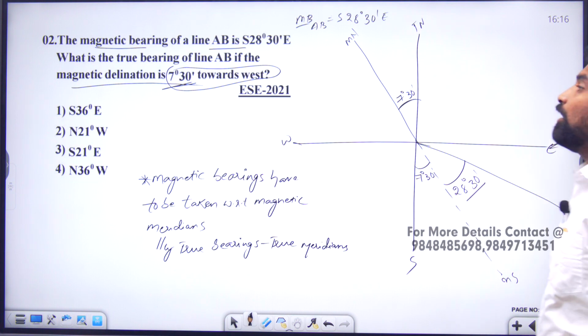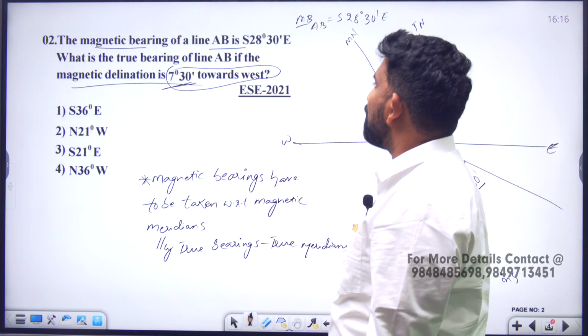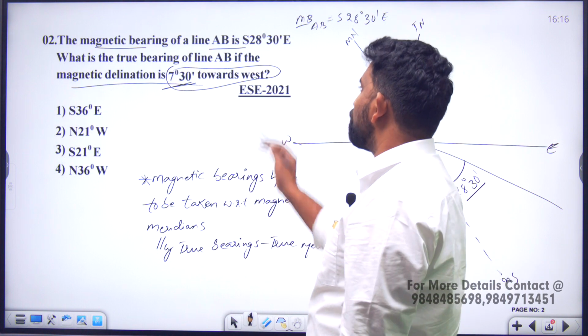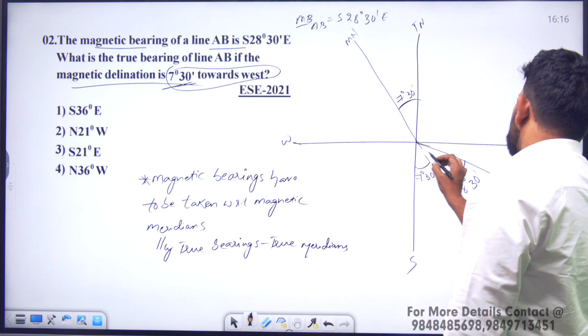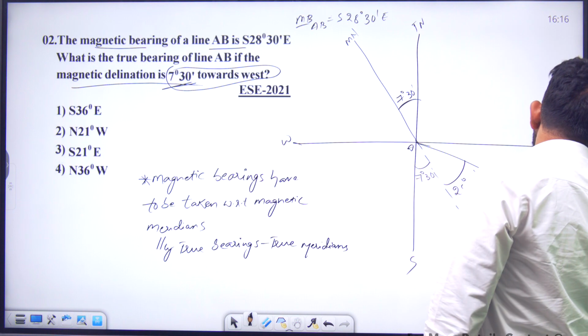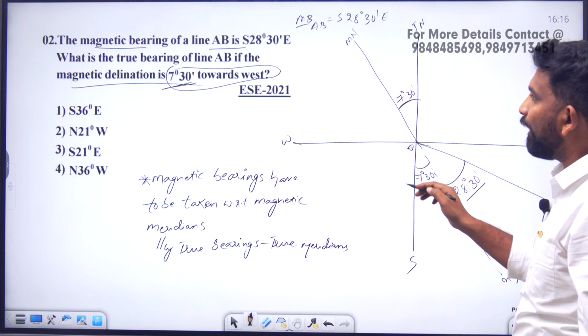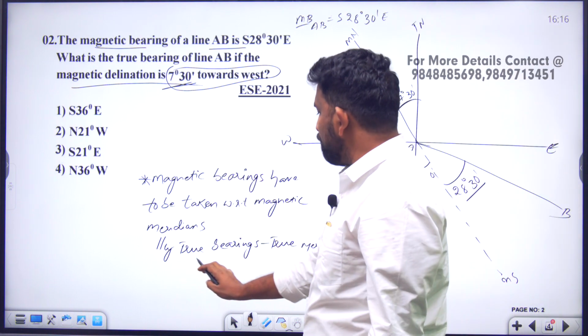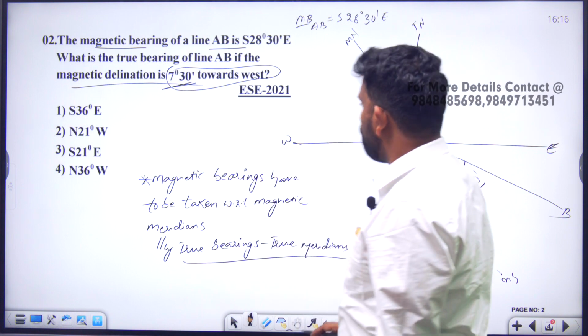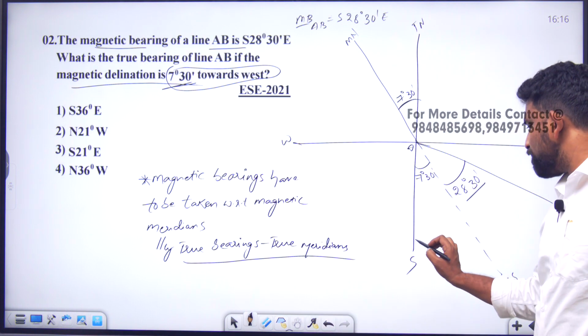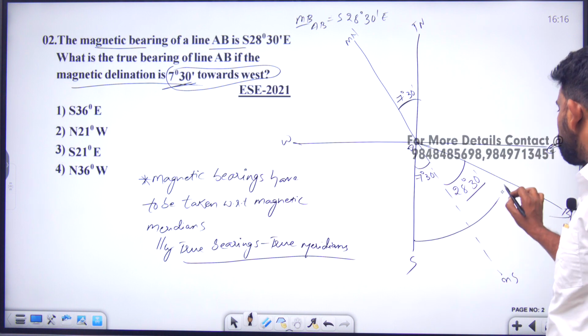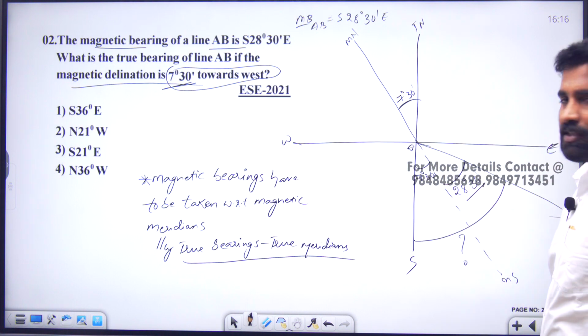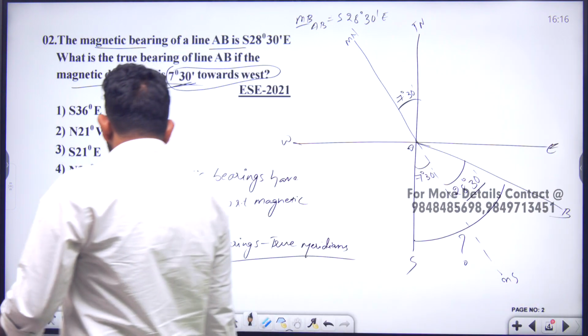Now what is the question he is asking? What is the true bearing of the line AB? So this is your line AB. He is asking us to find out the true bearing, and I clearly said the true bearing has to be taken with respect to the true meridian, and here this is your true meridian. This is the question he is asking. Very simple, easily we will be able to solve.